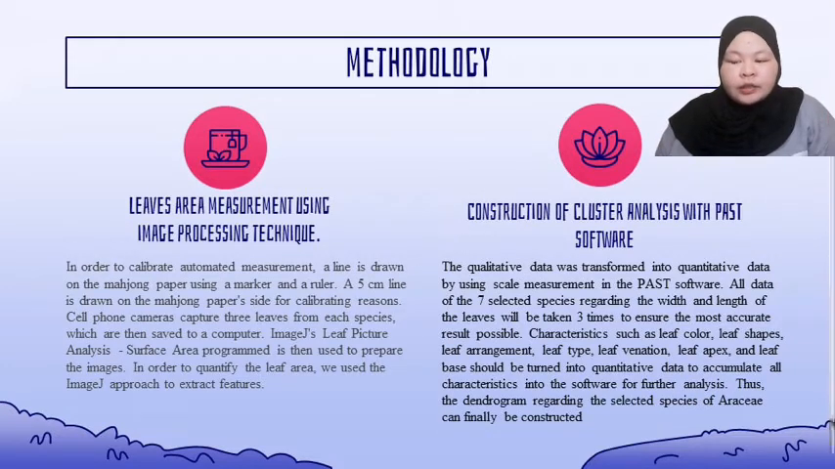The last one is construction of cluster analysis with PAST software. The qualitative data was transformed into quantitative data by using scale measurement in the PAST software. All data of the 7 selected species regarding the width and the length of the leaf will be taken 3 times to ensure the most accurate result possible. And the characteristics such as leaf color, leaf shape, leaf arrangement, leaf type, leaf venations, leaf apex, and leaf base should be turned into quantitative data to accumulate all the characteristics into the software for further analysis. Thus, the dendrogram regarding the selected species of Araceae can finally be constructed.